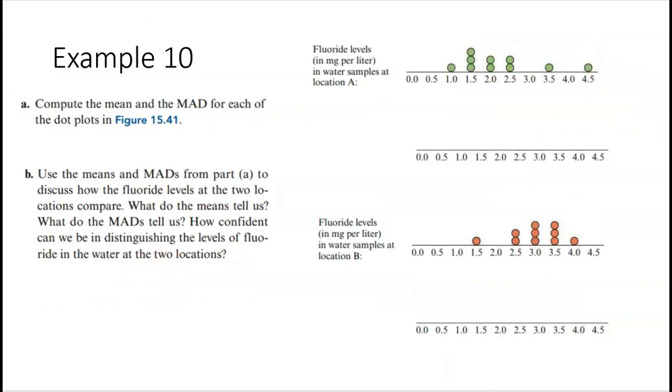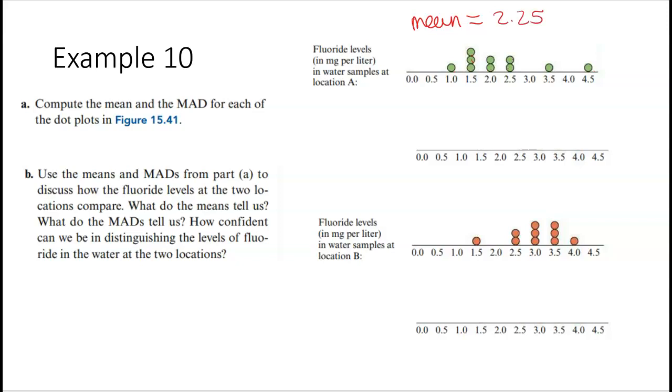Let's do an example. Compute the mean and the MAD for each of the dot plots. All right, I'm going to do the same thing I did before. I need to first find the mean, and then once I find the mean, I'm going to calculate the distances. So I'm going to add up all these values and divide by the total number of values here. I've got 1, 2, 3, 4, 5, 6, 7, 8, 9, 10. When I add all these up and divide by 10, I get 2.25.